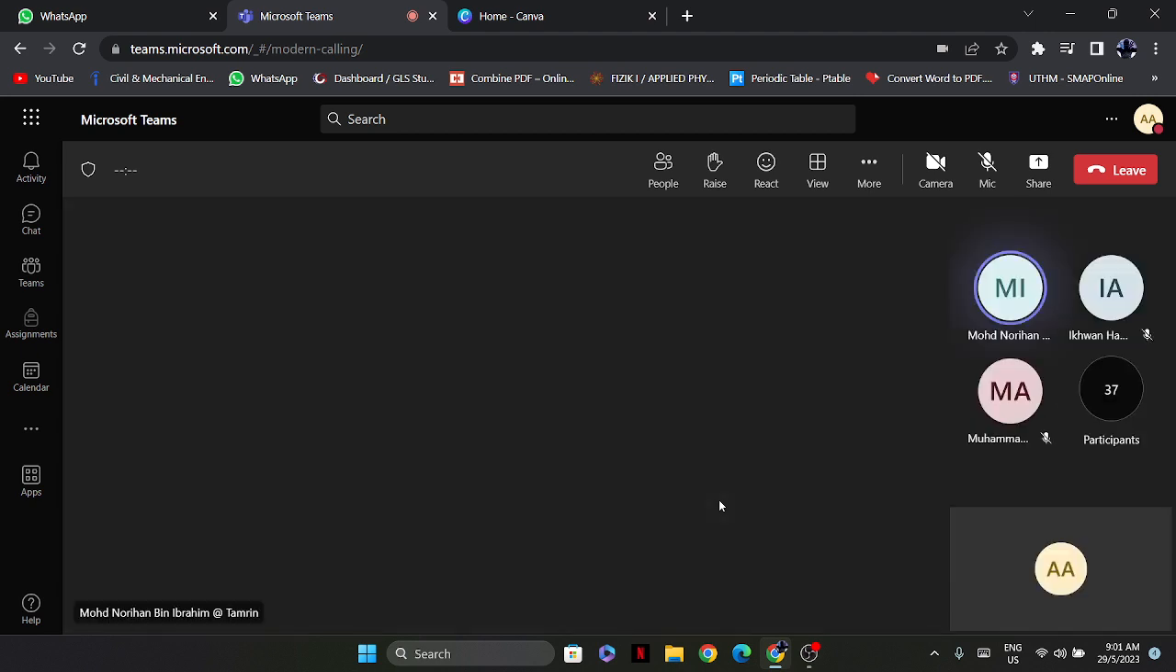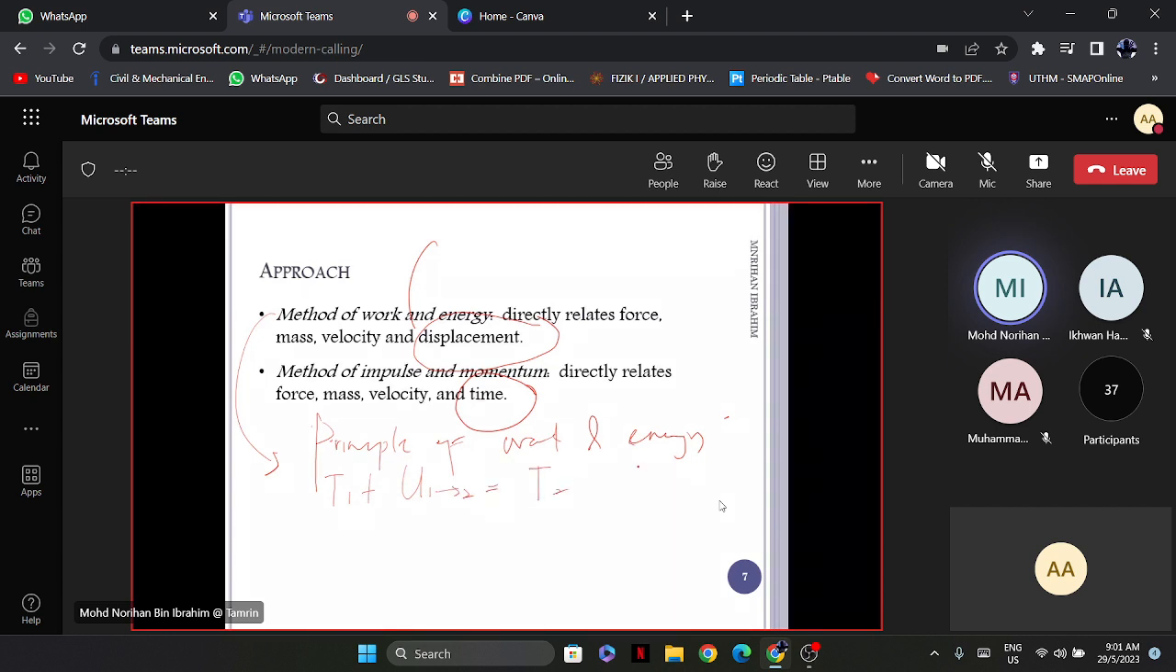U1 up to 2 is equal to T2. T is equal to half mv1 to the 2 plus F ds is equal to half mv2 to the 2.